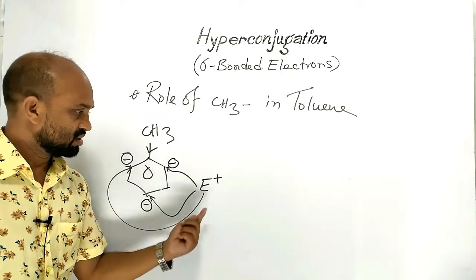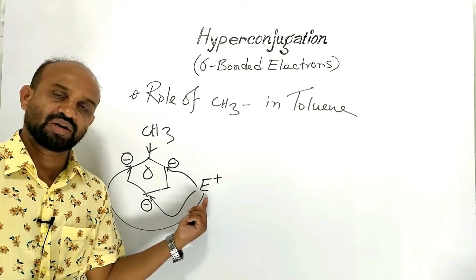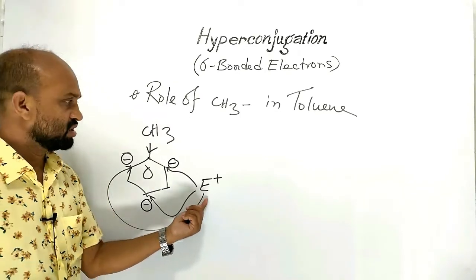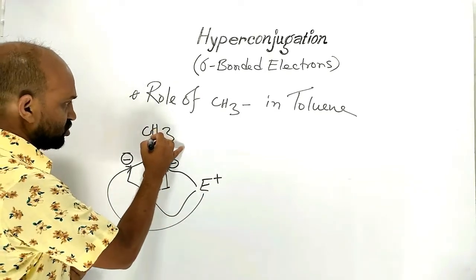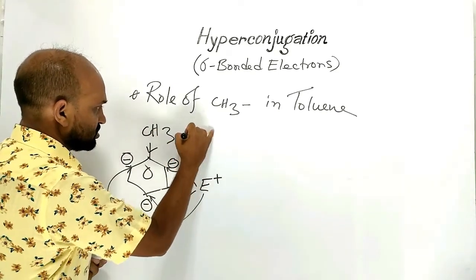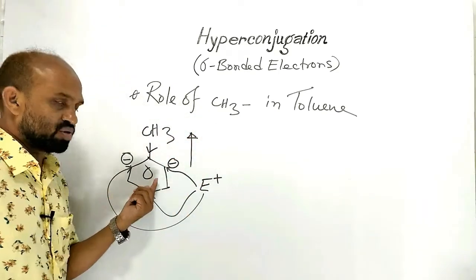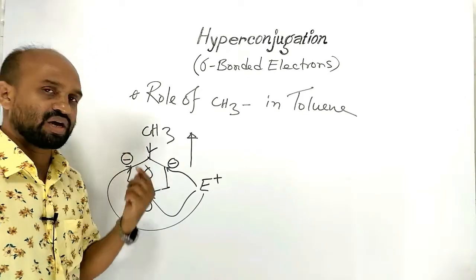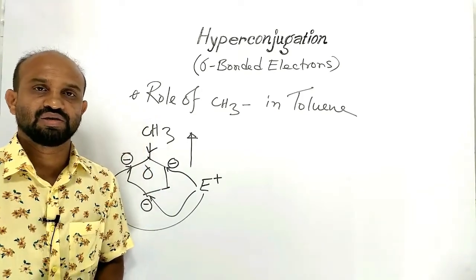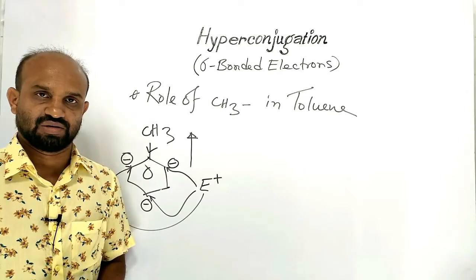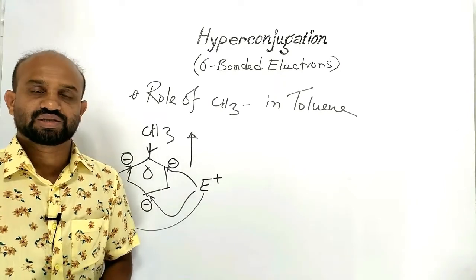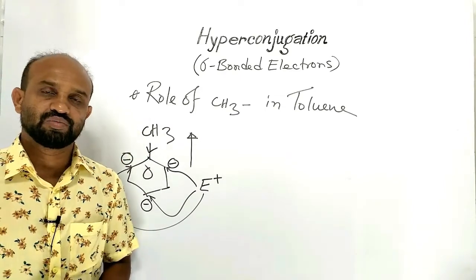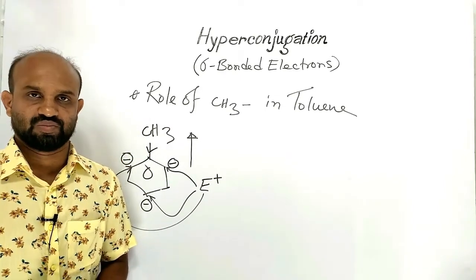As a result, the electrophile can attack the benzene ring easily. That is, simply, the methyl group increases electron density in the benzene ring. That means the methyl group activates the benzene ring towards electrophiles. So it can be said that the methyl group is a kind of benzene ring activating group.